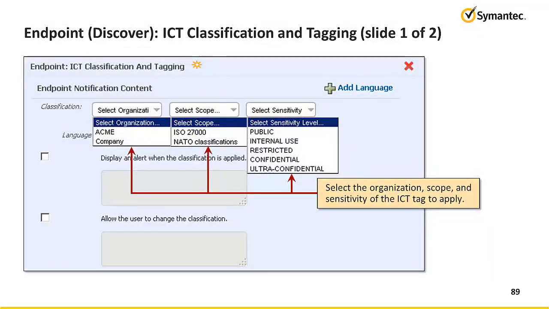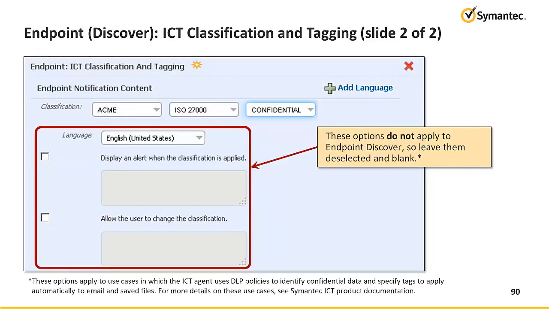You can create an automated response rule that causes the ICT agent to add classification tags to confidential files. If an Endpoint Discover scan finds a file containing sensitive data, the ICT agent adds the tag specified in the Endpoint Discover response rule. Configuration of the Endpoint ICT classification and tagging response action is shown in this figure. Note that for Endpoint Discover, the Alert and User Override options in the Endpoint ICT Classification and Tagging Response Rule do not apply, so you should leave these deselected and blank.